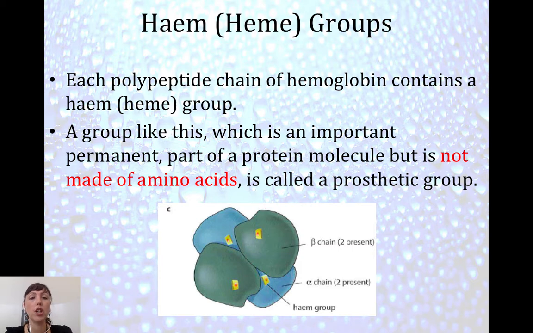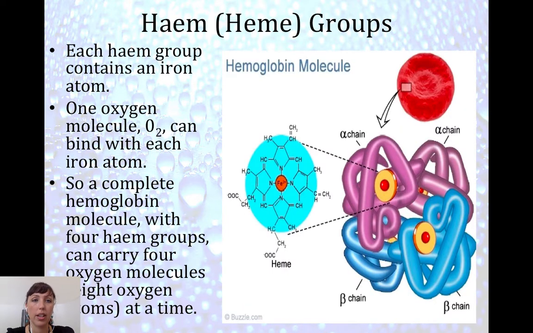Okay, heme groups. So each polypeptide chain of hemoglobin contains a heme group. A group like this, which is an important permanent part of a protein molecule, but is not made of amino acids, is called a prosthetic group. Okay, let's look at one. So each heme group contains an iron atom. One oxygen molecule, O2, can bind with each iron atom. So a complete hemoglobin molecule with 4 heme groups can carry 4 oxygen molecules. So that's 8 oxygen atoms at a time.